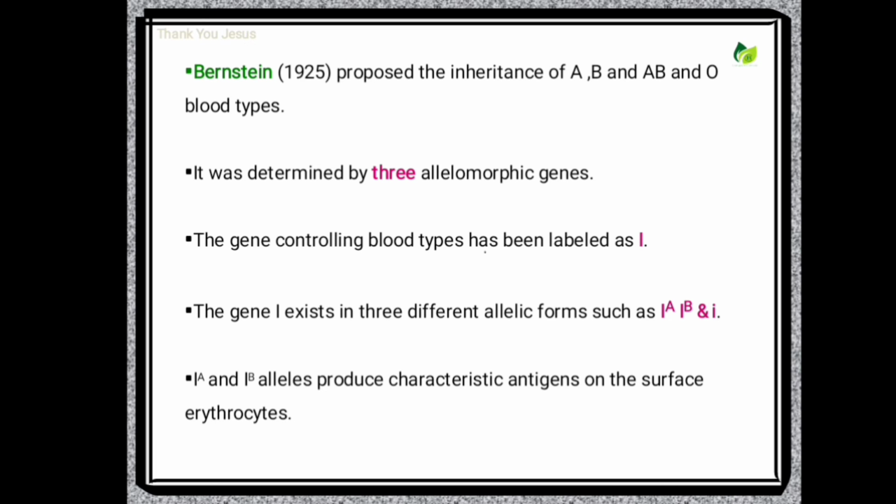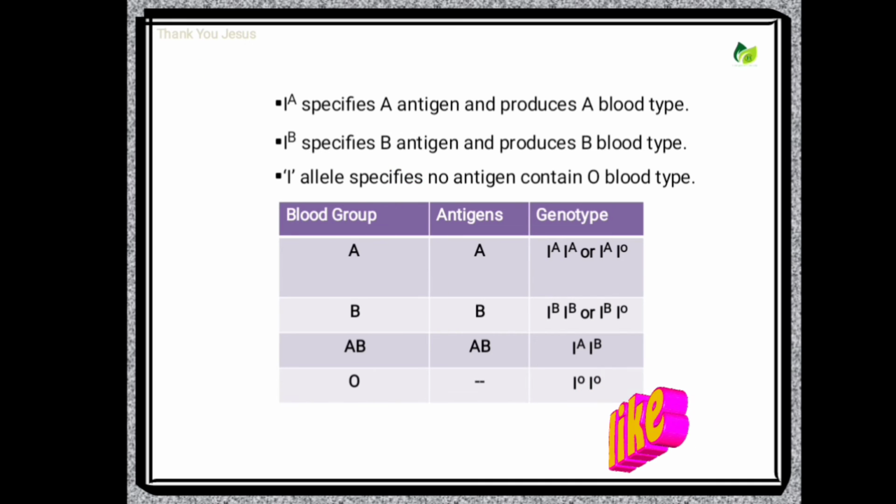So, the gene controlling blood types has been labeled as capital I. The gene I exists in three different allelic forms, such as IA, IB, and small i. IA and IB alleles produce characteristic antigens on the surface of erythrocytes. So if an organism has the IA allele, it specifies A antigen and produces A blood type. IB specifies B antigen and produces B blood group. So the small i allele specifies no antigen, that means it contains O blood group type. Okay.